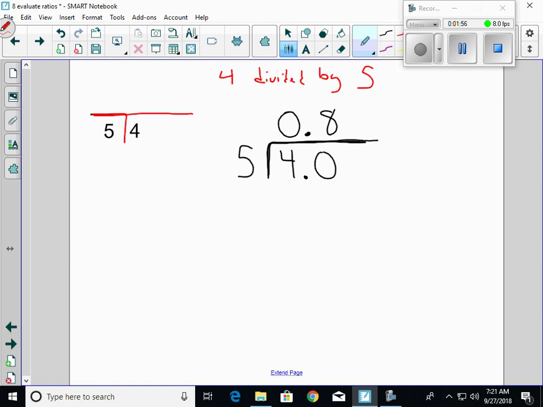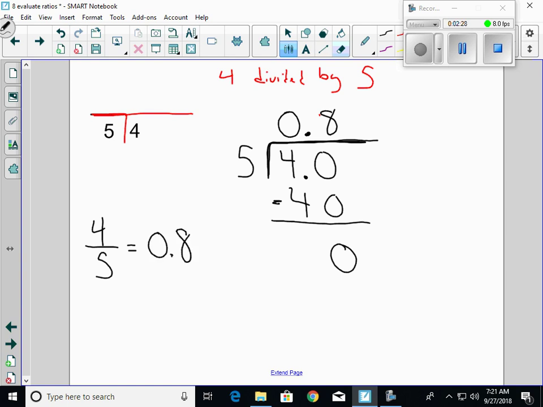And then I'm going to multiply 8 times 5. 8 times 5 is 40. I'll subtract those two values. And I have a remainder of 0. Okay, I have a remainder of 0, so I'm finished with this problem. So 4 fifths, the value of that ratio is 0.8. 4 divided by 5 is equal to 0.8.